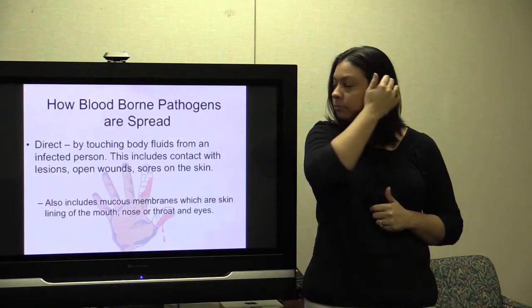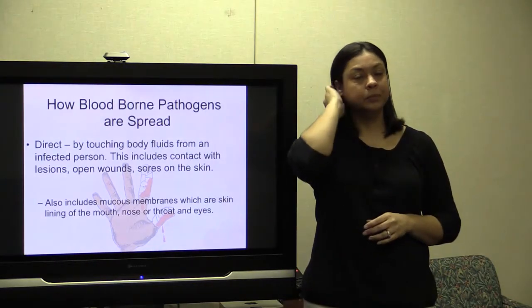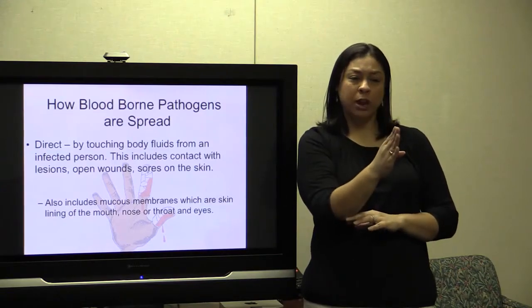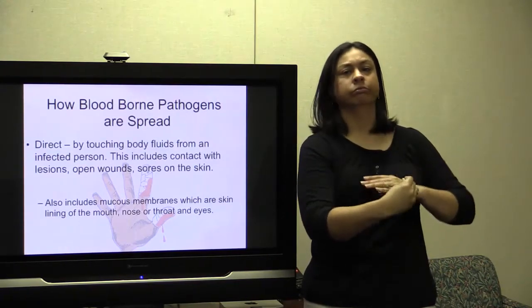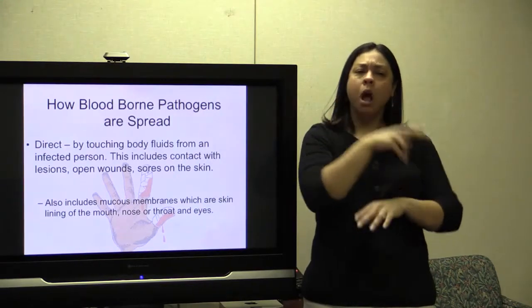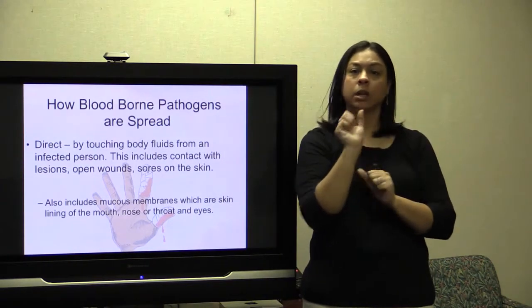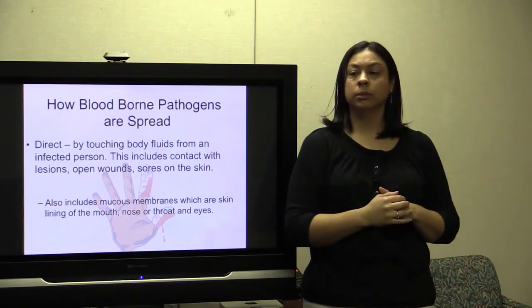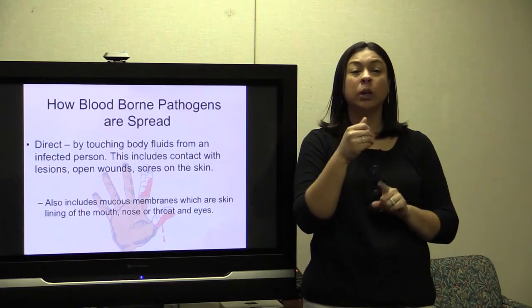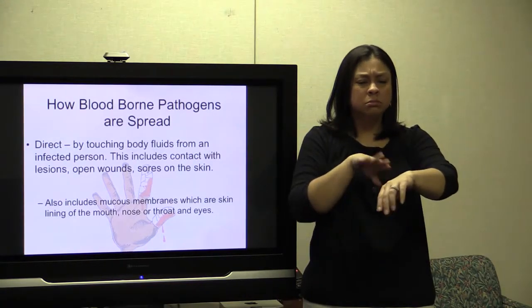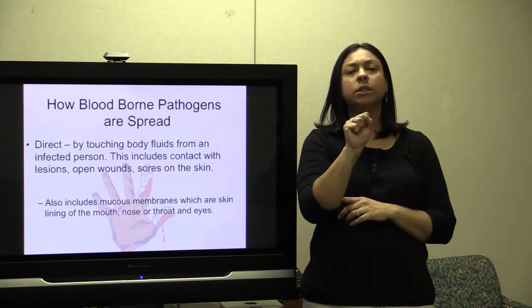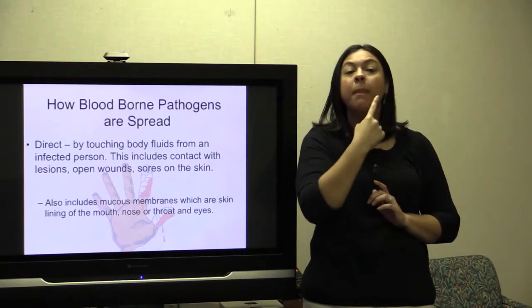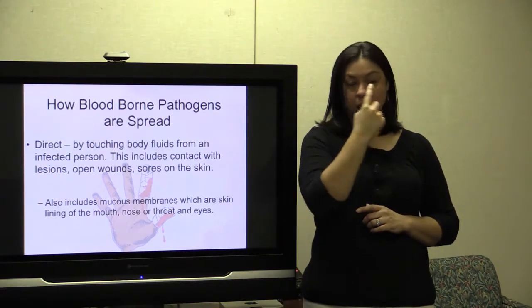So how are they spread? They're spread by directly touching body fluids from an infected person. This is why in hospitals everywhere you see gloves to be used as a barrier. And this includes contact with lesions, open wounds, sores on the skin. It also includes mucous membranes, which is the lining of the mouth, nose, throat, and eyes.